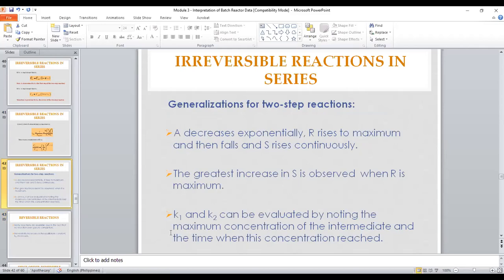And that ends our discussion of irreversible reactions in series. The last of the multiple reactions will be the reversible reactions class.